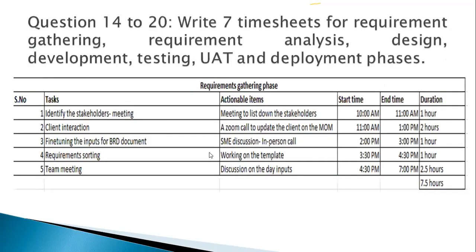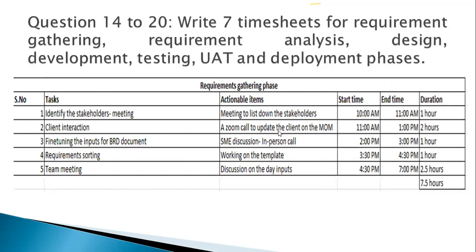Now let's talk about the timesheets. Another one of the very challenging questions for most of you is the timesheet. So guys, basically this question says, write 7 timesheets for requirement gathering, requirement analysis, design, development, testing, UAT, and deployment phases. Now, what is a timesheet first?